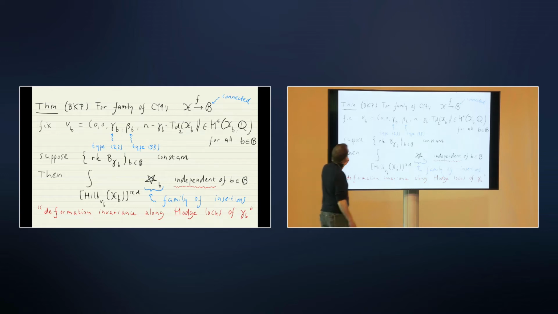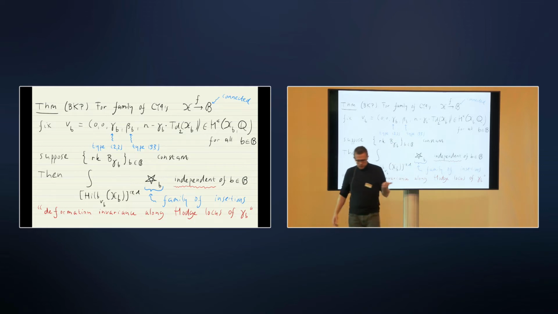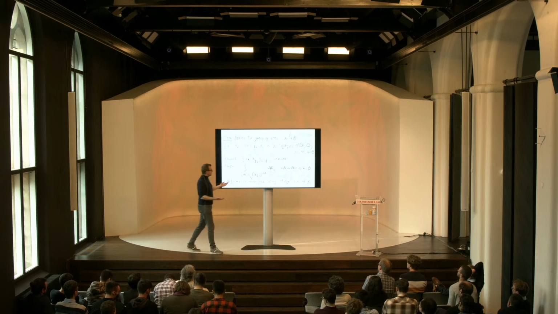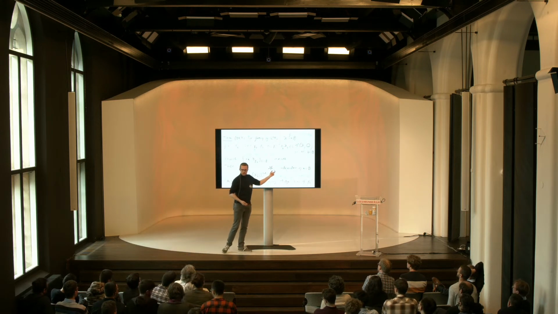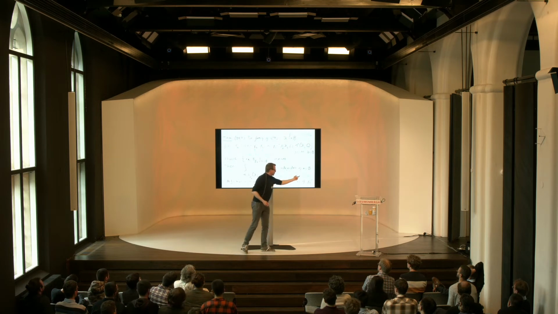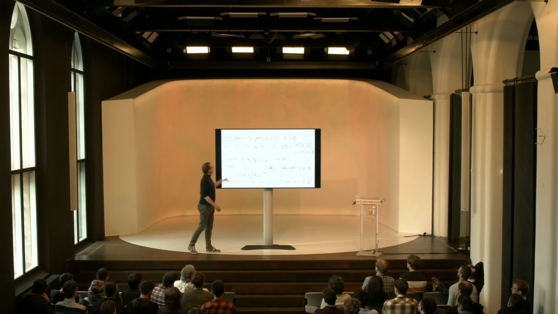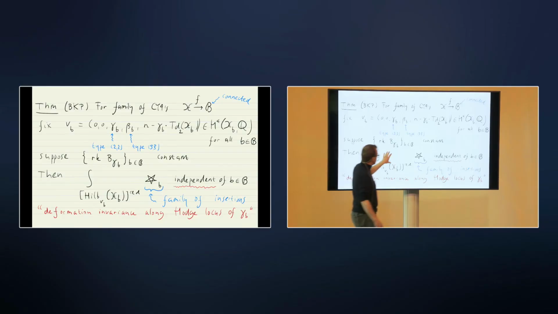Then the statement is that, first of all, unlike Gromov-Witten theory on the Calabi-Yau threefold, this in general is not a virtual dimension 0 theory, so you should put insertions. So let's say we have a nice family of insertions. Then the theorem is that this is an invariant, so this is constant over the base. So the way you remember this is a deformation invariant along the Hodge locus of your class gamma.